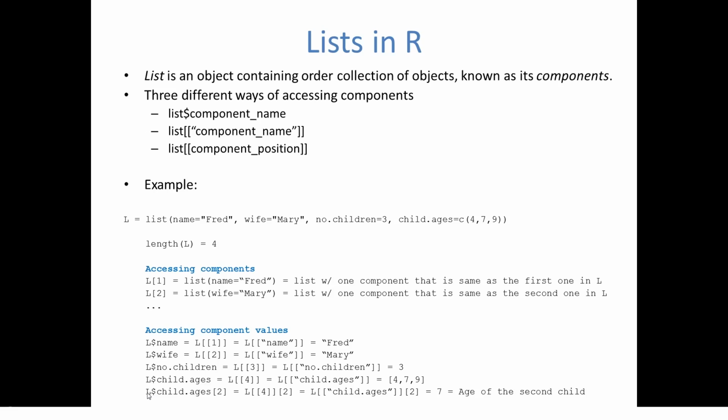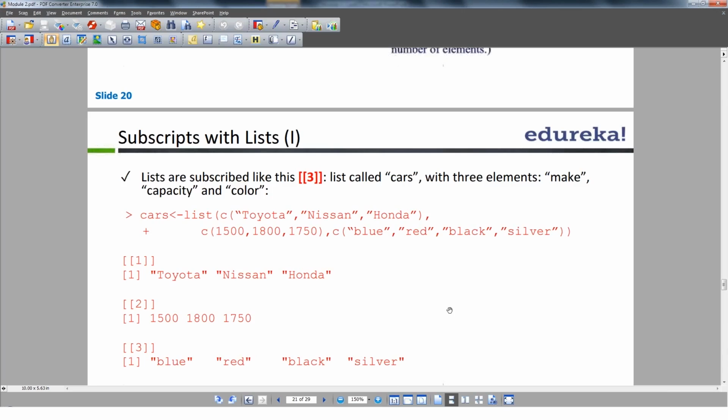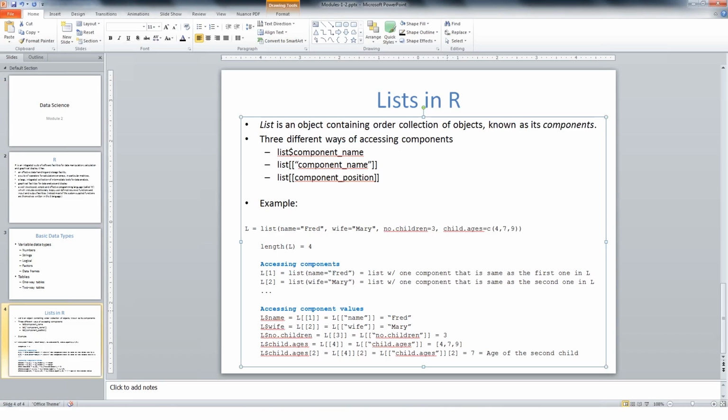So as you can see here, using dollar symbols is much simpler. When I say L$childAges, I get the complete list of all the child ages. And then I'm getting the second value out of that, which is a 7, which is the age of my second child. Okay, is that clear? The list? Any questions here?